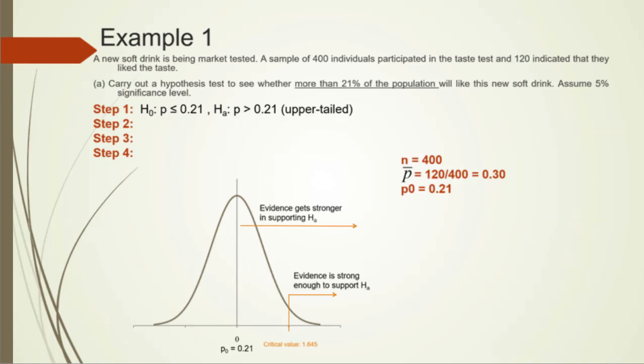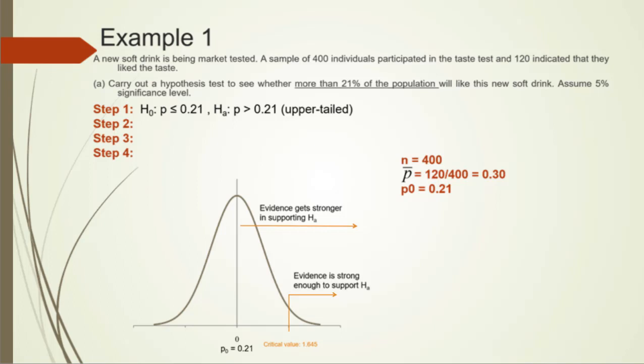Before we begin with the 4-step procedure for solving hypothesis testing questions, we would summarize the numerical information from this story problem. The sample size n is 400, as there are 400 individuals participating in the test. Out of the 400, there are 120 who like the taste. The sample proportion of individuals who like the taste is 120 over 400. We would compare the population proportion P with 21%, so 21% is a constant threshold that is also the P0. P0 is 0.21. Now we would start with step 1.